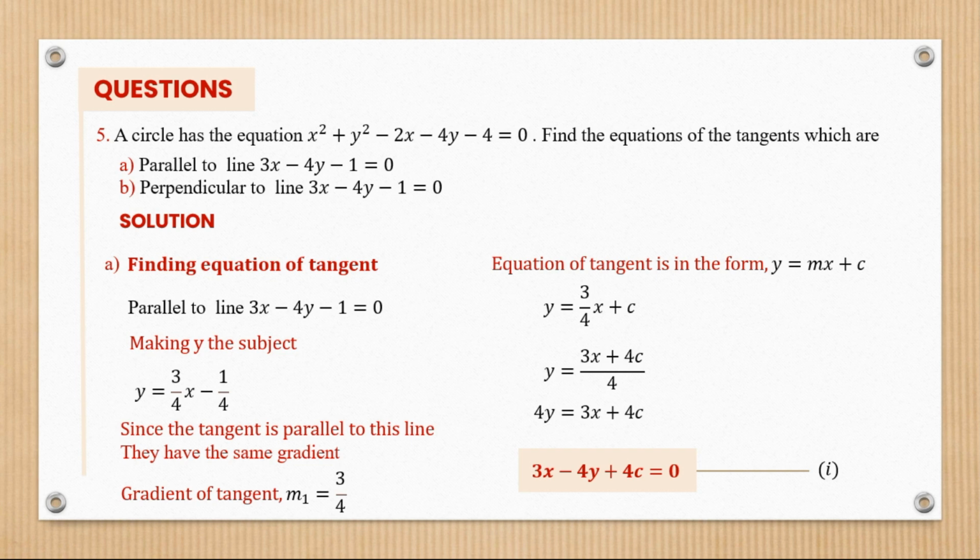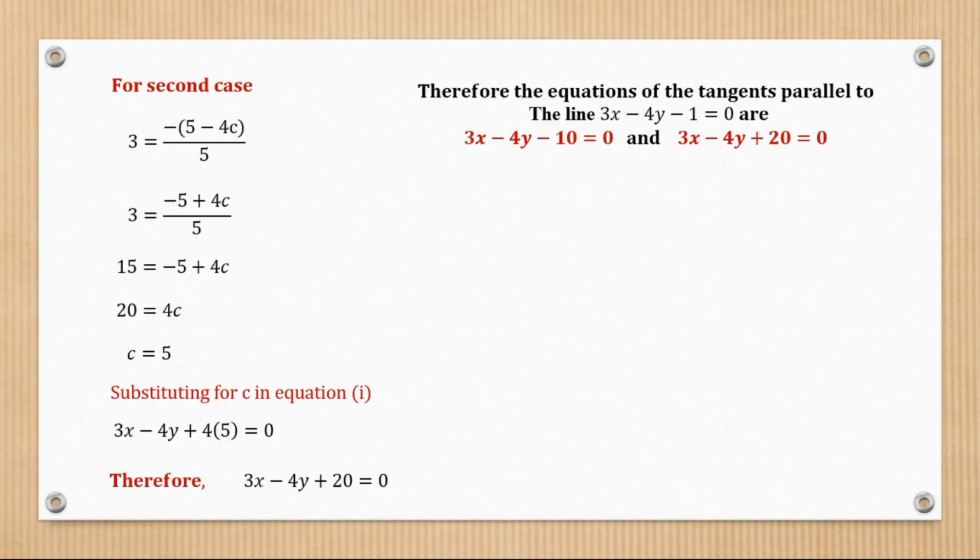Alright, so in part B, we're being told to find the equations of the tangents which are perpendicular to the line 3x minus 4y minus 1 is equal to 0. So we're going to follow the same process, but now here we're looking at the tangents which are perpendicular to this line. Alright, so now we're going to find the equations of the tangents. Let's find a general form of expressing those equations of the tangents.